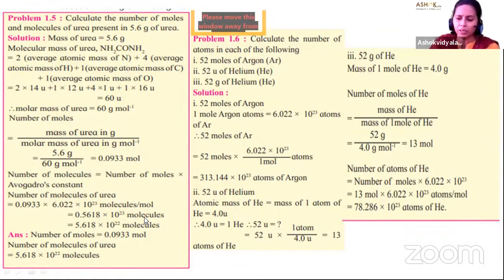Okay, student, is it clear to you? This is again a very important calculation, a very important problem. So both the answers we got: the number of moles as well as the number of molecules of urea. Is there any doubt to you? Shall I repeat this problem again? Anyone please say yes or no.